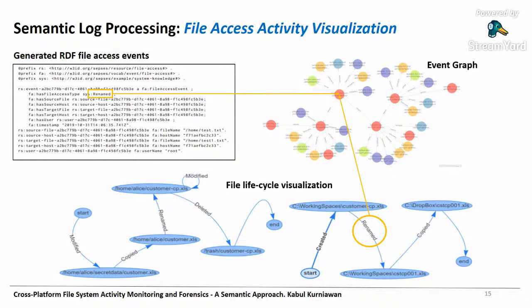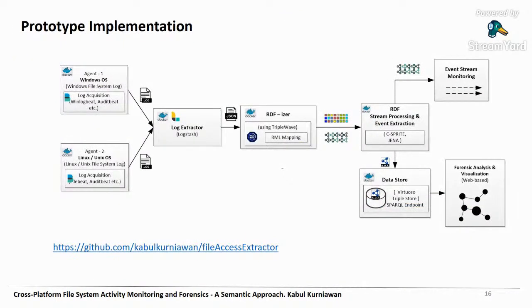So here we have the sequence of file access events based on the file access activity, for example, modified, copied, renamed, deleted, etc. For the implementation, we use several state-of-the-art technologies to implement our approach. We deploy our system into a virtual environment using Docker. We use WinLogBeat and AuditBeat to collect the raw log data from hosts and ship them into the log extractor component.